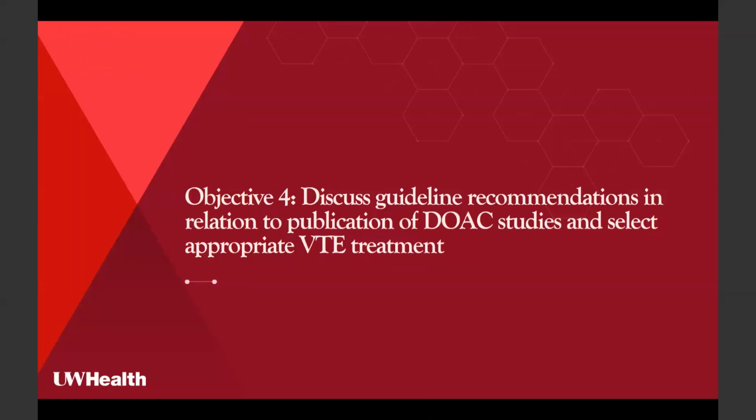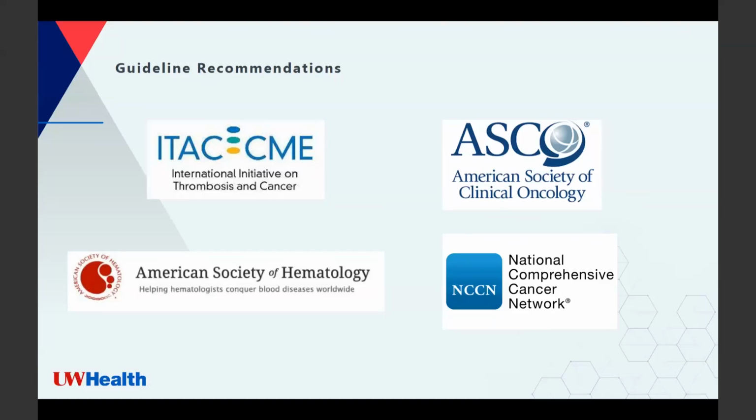So we'll now move on to the fourth objective, which is to review guideline recommendations in relation to publication of DOAC studies and also apply these recommendations to a patient case. Guideline recommendations for cancer-associated thrombosis come from 4 organizations, and this includes the International Initiative on Thrombosis and Cancer, or the ITAC, the American Society of Clinical Oncology, or ASCO, the American Society of Hematology, or ASH, and the National Comprehensive Cancer Network, or NCCN.